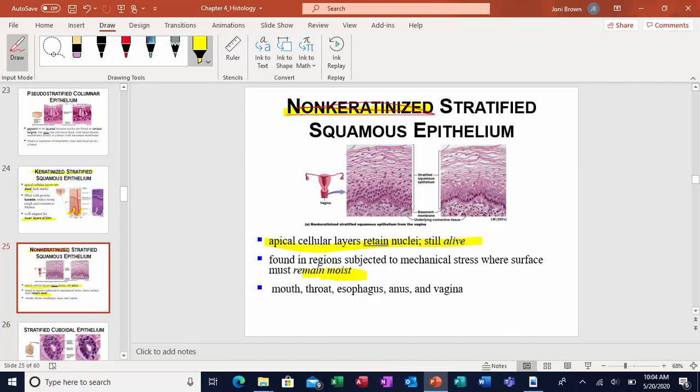So you're going to find it in your mouth and your throat and your esophagus, the anus, and also the vagina is going to have that. So there's keratinized and non-keratinized. So you don't see the flaking off at the top like you did with the keratinized stratified squamous.